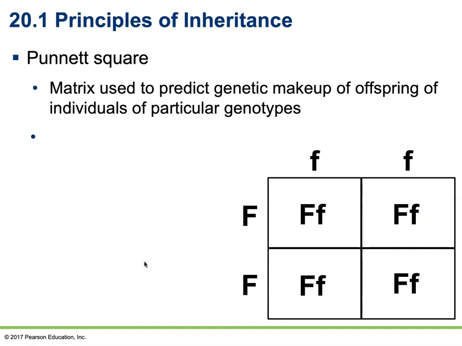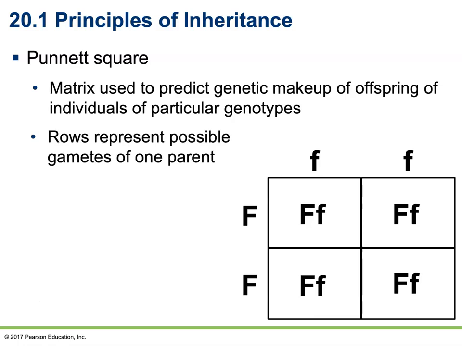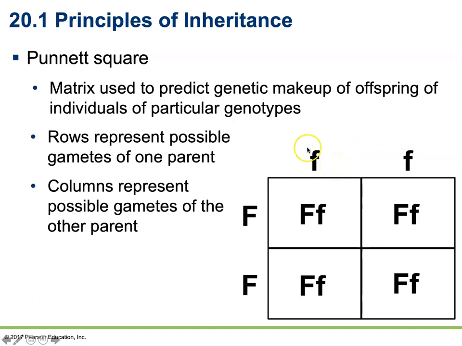Punnett squares are just going to be a matrix that's used to help predict the genetic makeup of offspring of individuals of particular genotypes. So the rows are going to represent the gametes of one possible parent, whereas the columns are going to represent the gametes of another parent. So in this case, we have a parent who is going to be homozygous recessive for the trait of no freckles, and we have a parent who is going to be homozygous dominant for the trait of freckles.